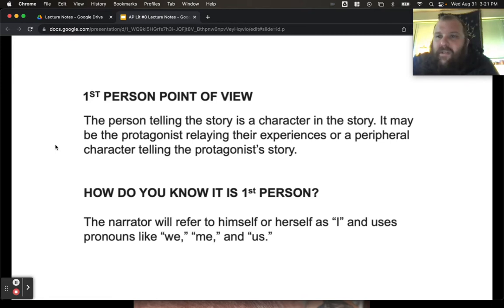How do we know it's first person? Like I said, this is likely review, but the narrator will refer to himself or herself as I, and they use pronouns like we, me, and us. And if you didn't know that until now, that's also fine. But when the narrator is first person, they're saying, I saw this. We experienced this. This happened to me. It happened to us. They themselves are in the story. All right.